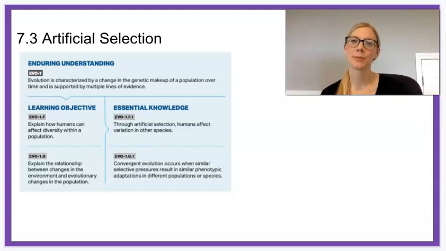Hi everyone, it's Mrs. Bustamante, and in this video we're going to talk about 7.3, which is artificial selection. Basically, how humans affect diversity within a population through artificial selection, and then explaining the relationship between changes in the environment and evolutionary changes in the population, convergent evolution.